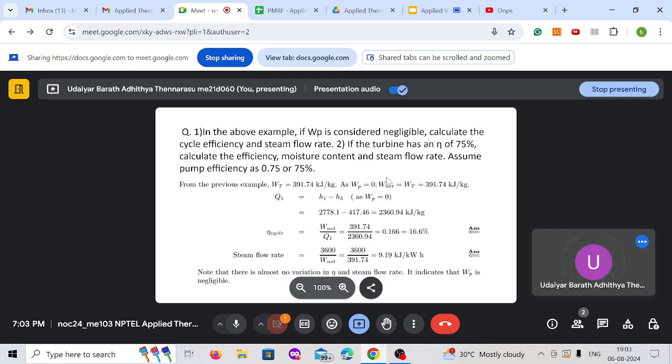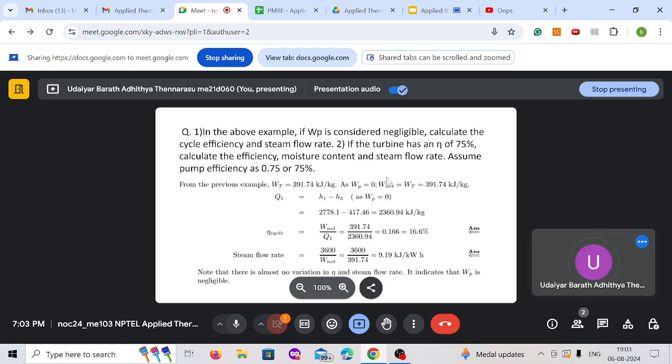And then the additional part is, if the turbine has an efficiency of 75%, calculate the efficiency, moisture content and steam flow rate. Assume pump efficiency of 0.75 or 75%. Now we are moving away from an ideal process to a practical one. The turbine is not anymore a reversible process, but each turbine and pump has an efficiency. So how is that affecting?